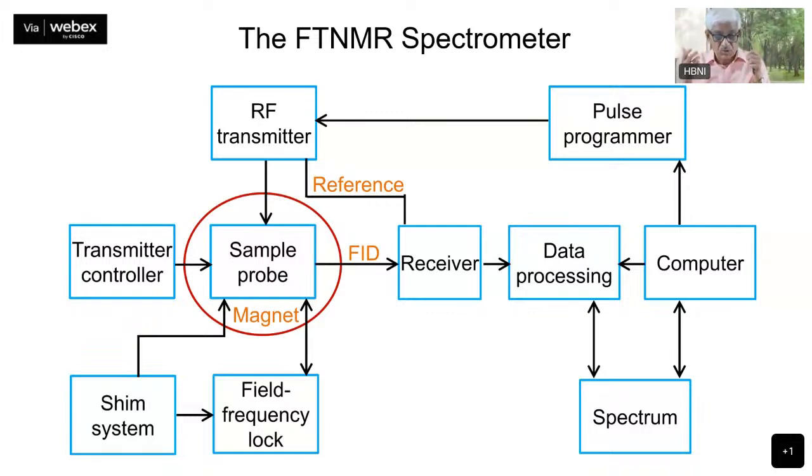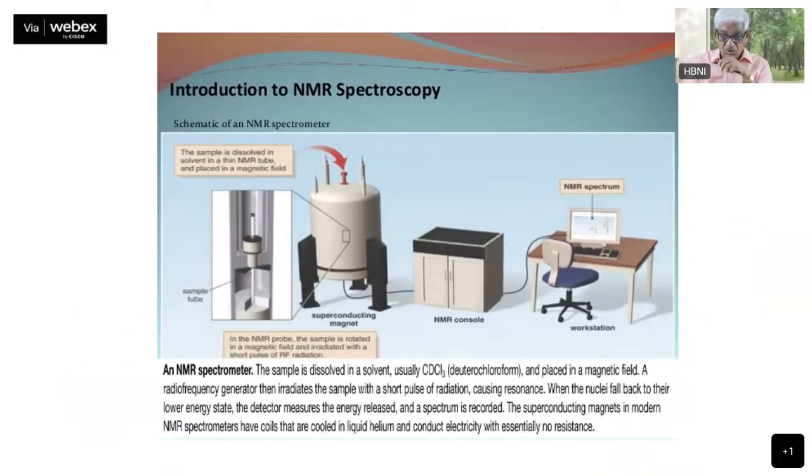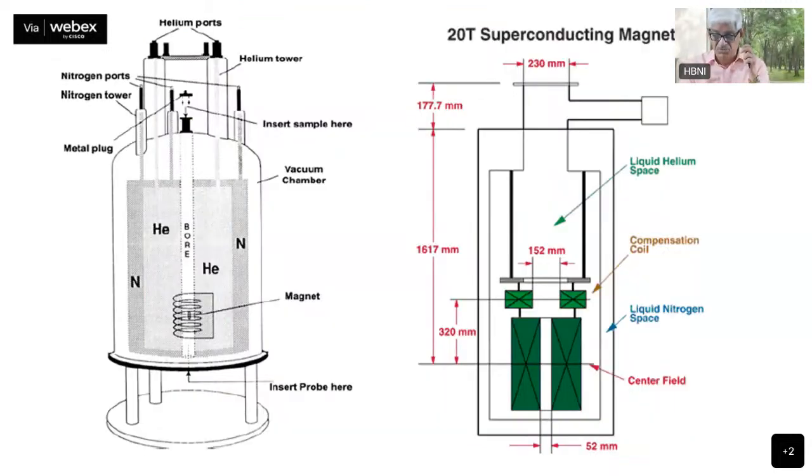the important things about the magnet, the console, and then of course on the desktop what all you can, and then we talked about the frequency lock, the shim system, transmitter controller, RF transmitter, pulse programmer, receiver. We talked about these ones. So this is the general view of the modern NMR spectrometer. This is the magnet here, and then you have the console, then you have the desk, the computer for monitoring the whole thing. This we discussed already.